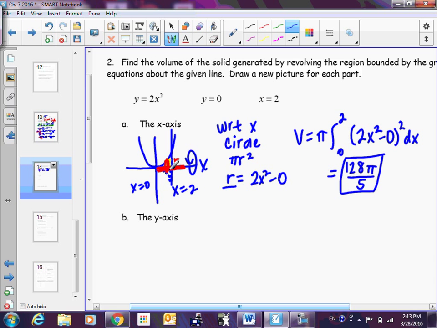So here's my solid figure, right? That's going to be little r right there, from the middle to the outer edge. The outer edge is 2x squared. The line of rotation is 0. So top minus bottom.